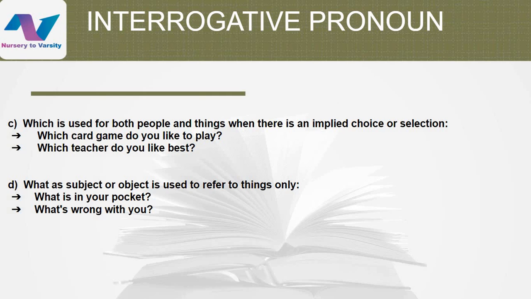Which teacher do you like best? Same. The speaker is giving the listener a number of options from which the listener has to choose one. Now, moving on to what. What, as a subject or an object, is used to refer to things only. Please make sure, things only. What is in your pocket? Referring to a thing. Either money, wallet, phone, and so on. What's wrong with you? Again, definitely pointing to something that is not alive.